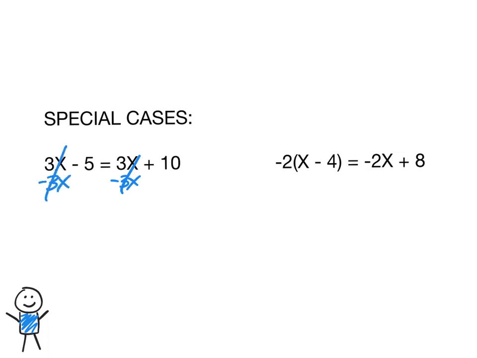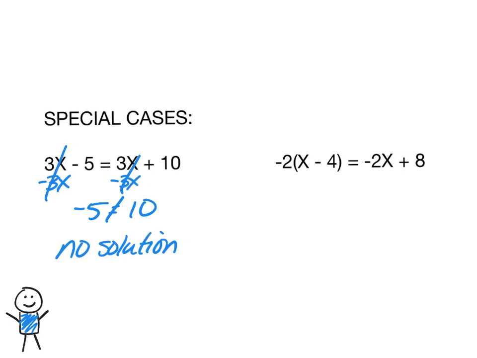Well, if you notice, both of my variables canceled each other out. You're not finished yet. Look and see what's left. Does negative 5 equal 10? Since this is not a true equation, the answer here is no solution. Now keep that in mind as we go to the next problem.